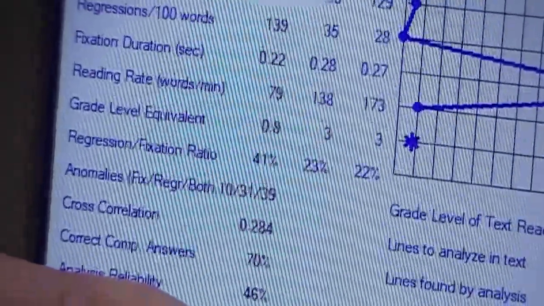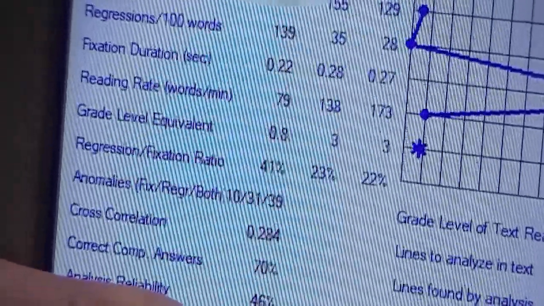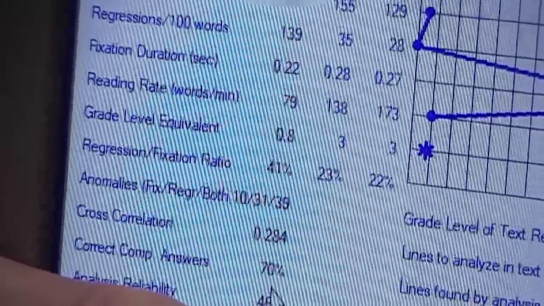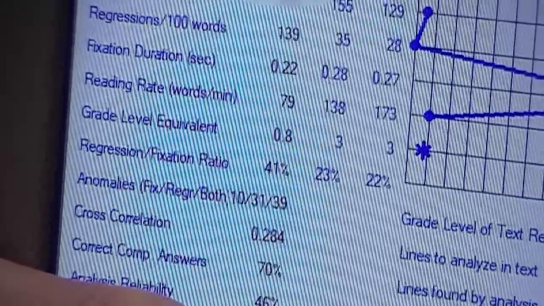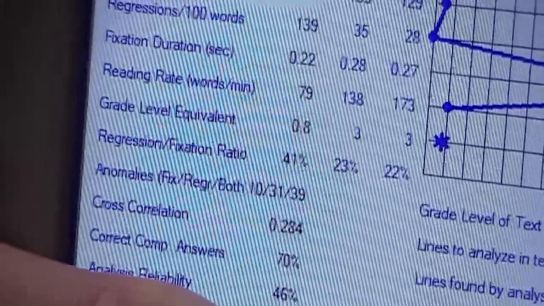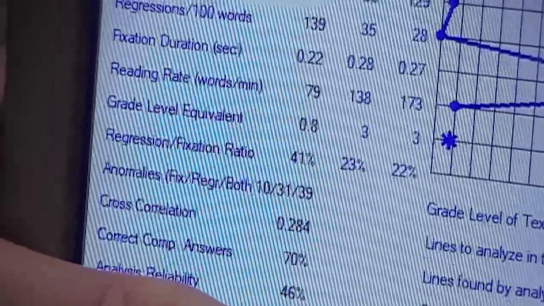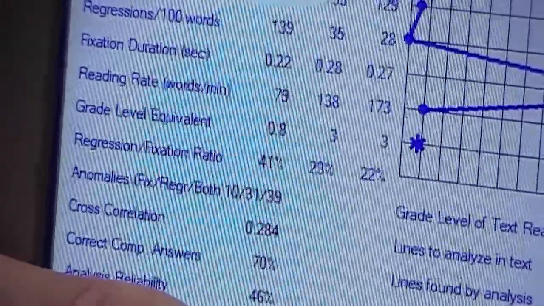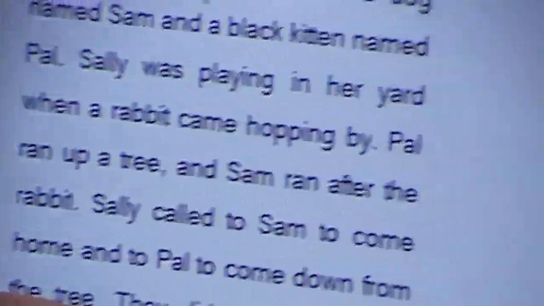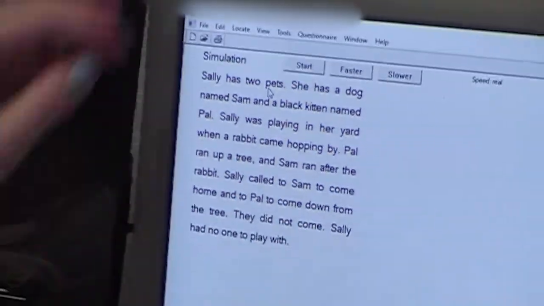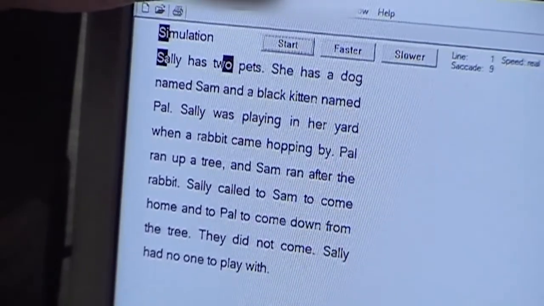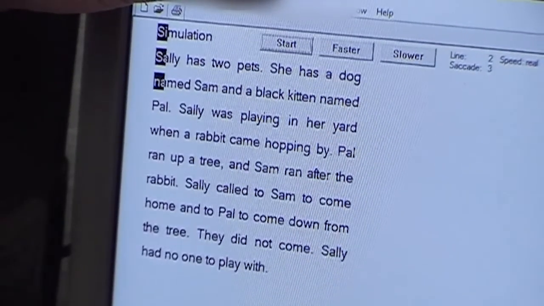If we look down here, we can see correct comprehension answers. So they're able to comprehend about 70% of what they've read. We're now going to move to the demonstration. And this demonstrates how this person's eyes are moving as they're reading.